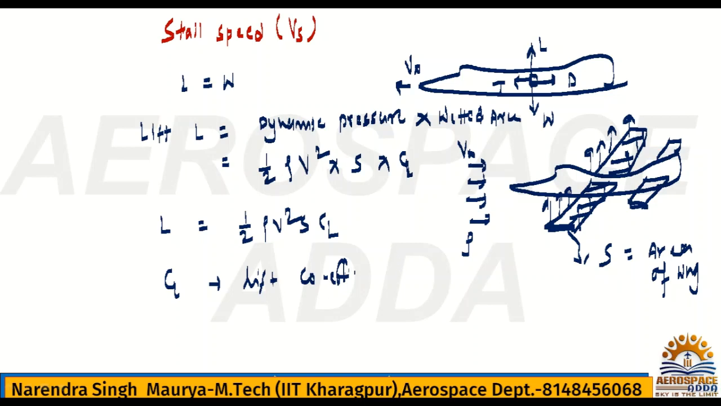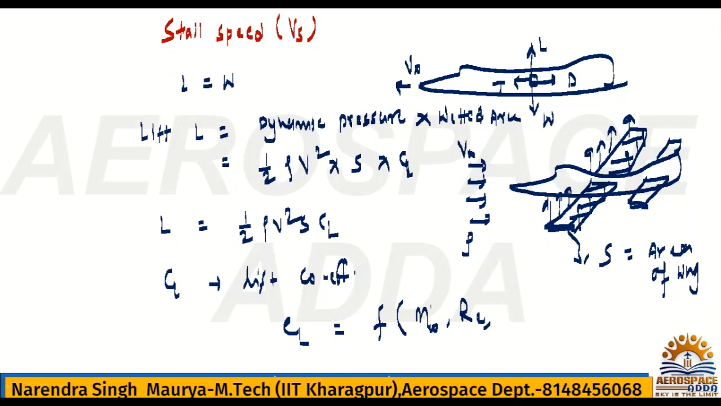CL is a design property. Design property means it totally depends on the type of wing, or what type of airfoil you have used in the wing. Based on that, you will have the CL value. So what is the dependency of the lift coefficient? CL is a function of Mach number, M infinity, and Reynolds number.